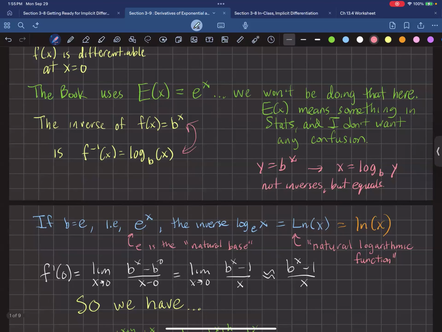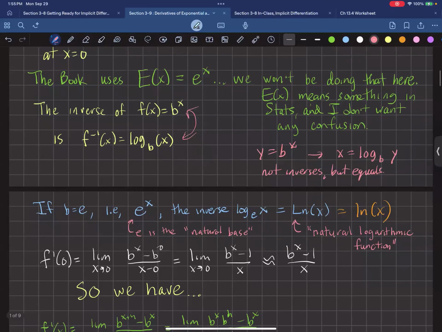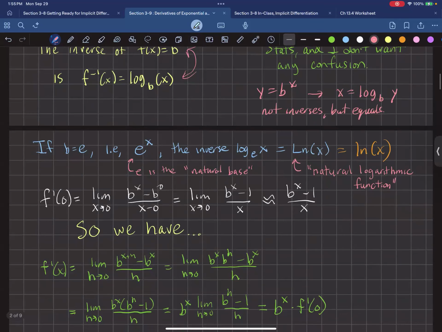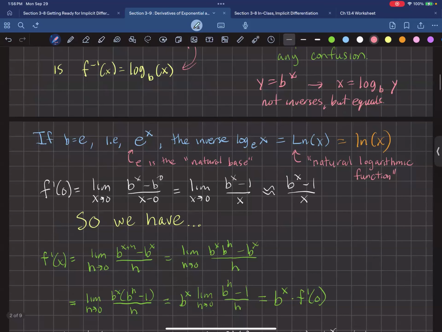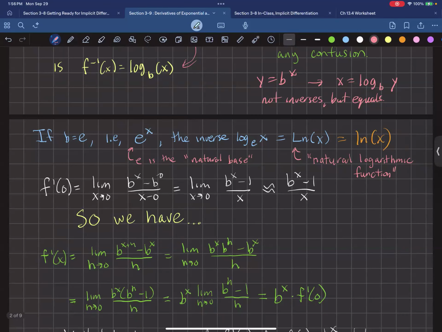So we're going to do f prime of 0 for b to the x in general. If we do that, we've got the limit as x goes to 0 of b to the x minus b to the 0 over x minus 0, which equals the limit as x goes to 0 of b to the x minus 1 over x. And we're going to say as x approaches 0, this is approximately equal to that. We don't have the techniques to show it right now, but it is.